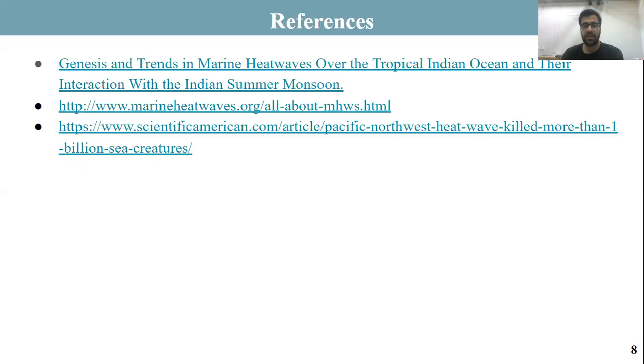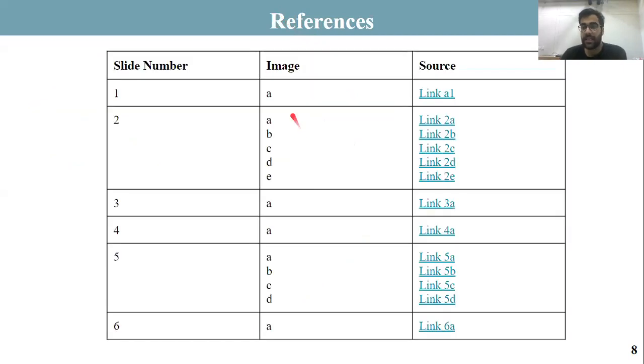So these are the references that I used to explain the concept. And these are the references for the figures that I used throughout the presentation.